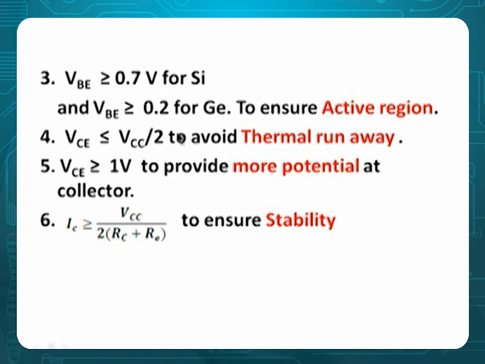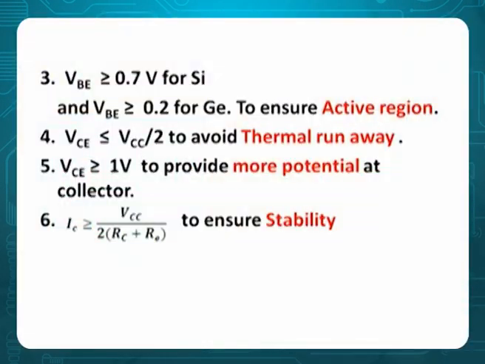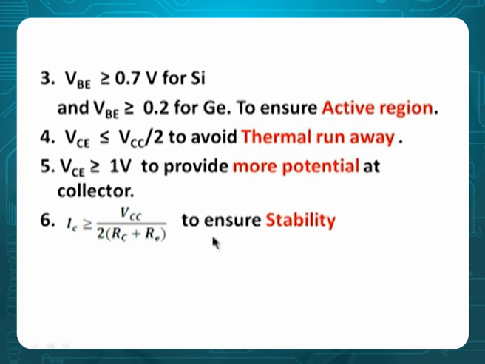Third point, VB should be greater than 0.7 for silicon and 0.2 for germanium because that ensures the active region at the input. And VC less than or equal to VCC by 2 is to avoid thermal runaway. So make sure you are in the active region and make sure that you are avoiding thermal runaway. And avoiding thermal runaway is not sufficient. You should ensure stability. Stability is ensured only when IC is greater than VC by 2 times (RC plus RE).